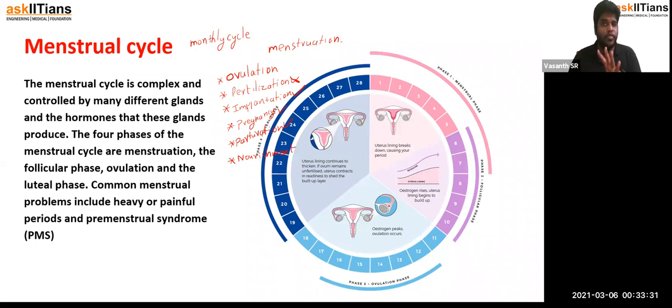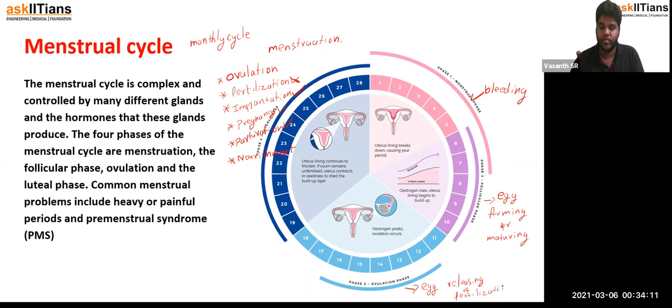It is basically divided into 4 different phases. One is the menstrual phase, called the bleeding phase. The second is the follicular phase, where the egg is forming or maturing. Then there is the ovulation phase, where the egg is released and becomes available for fertilization.